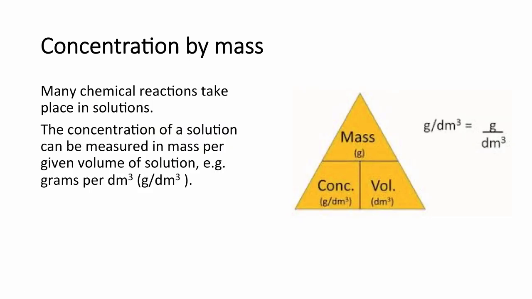I'm going to move on to talk about concentration, and we introduce another formula triangle. Many reactions in chemistry take place in solution, and the concentration of the solution can be measured in mass per litre, or mass per volume. For example, mass in grams divided by volume in dm cubed, commonly called a litre outside the lab. So we have a worked example here.